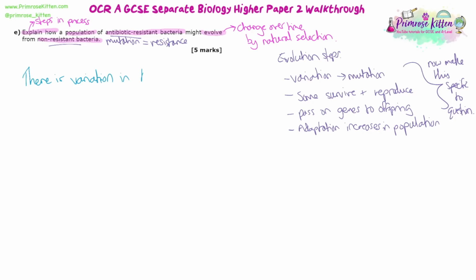So there is variation in the population of non-resistant bacteria caused by mutations. One mutation makes some bacteria resistant to the antibiotic. These individuals survive and reproduce or replicate, passing on their resistance gene. So the number of resistant bacteria increases until it's the whole population. So until the only ones that are left are going to be resistant.